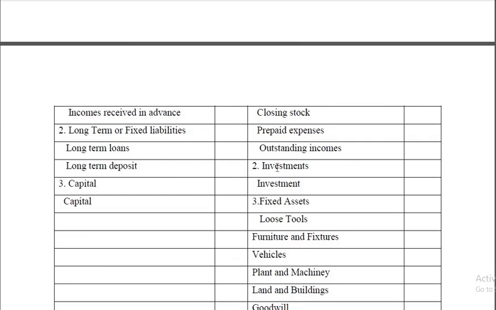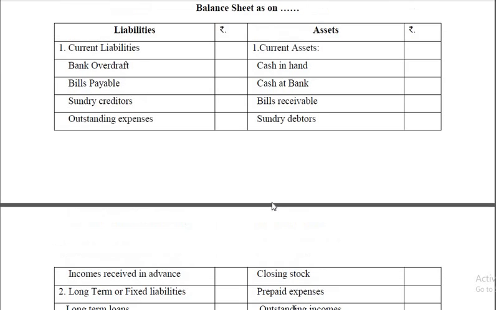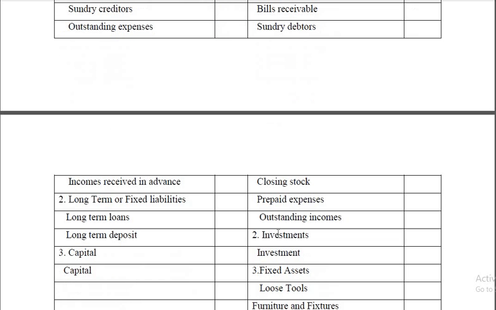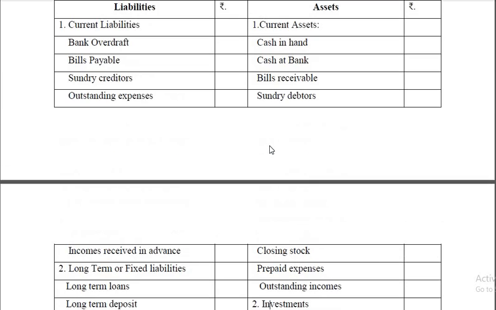Most liquid assets. Then investments. Then fixed assets. Fixed assets include loose tools, furniture and fixtures, vehicles, plant and machinery, land and building, goodwill. So most permanent assets, they will come at the end. So current assets, investments, and then fixed assets. If you follow the order of permanence, the order will be reversed. Fixed assets will be written first, investments will be written next, and current assets also will be written at the end.